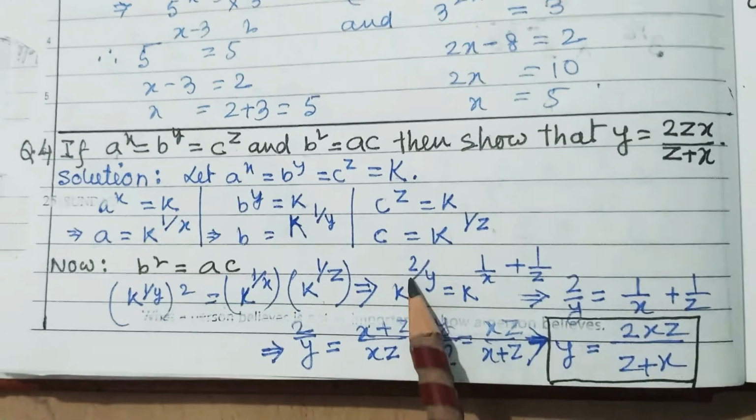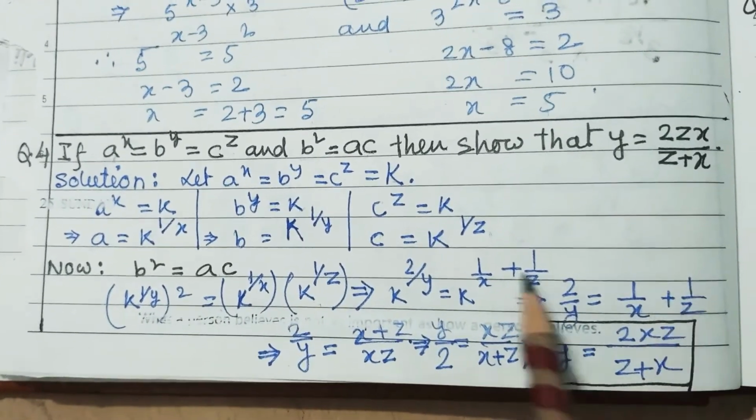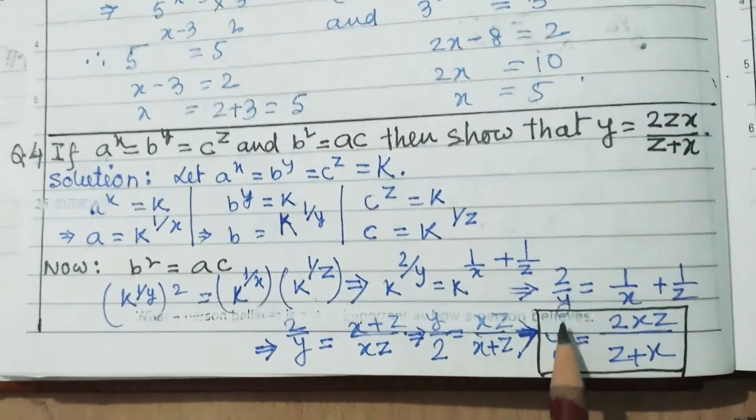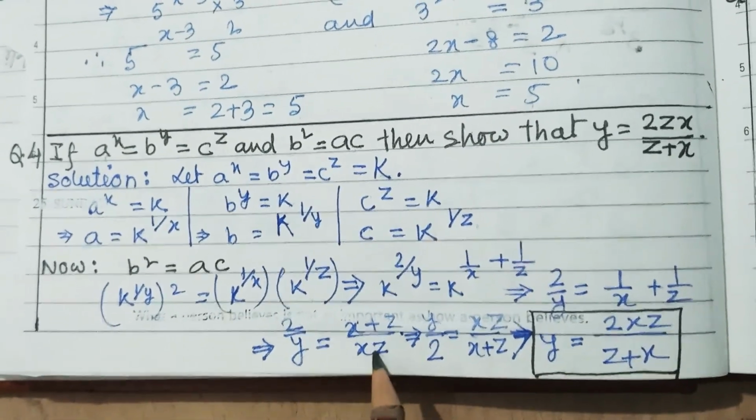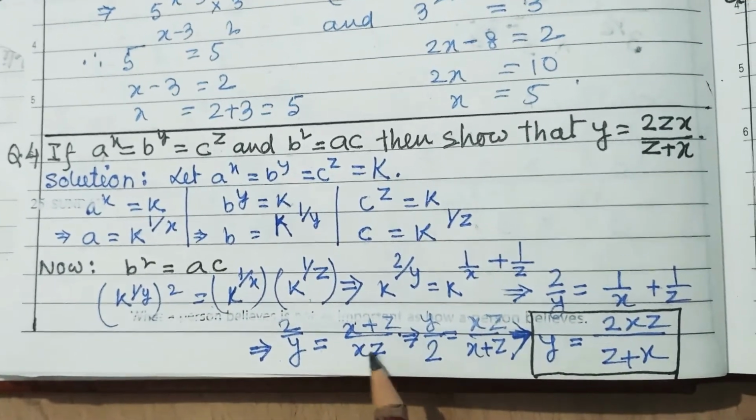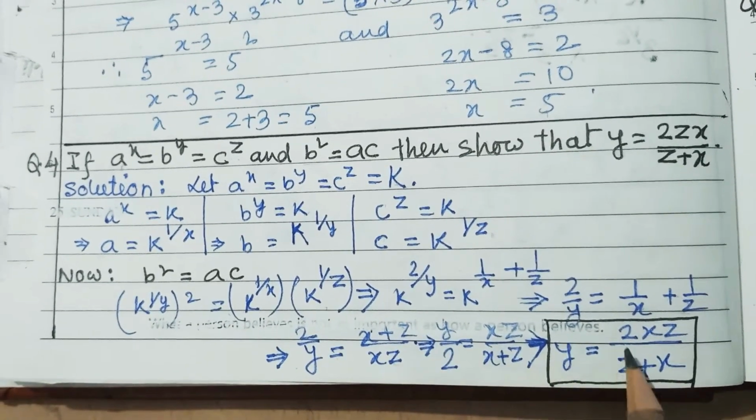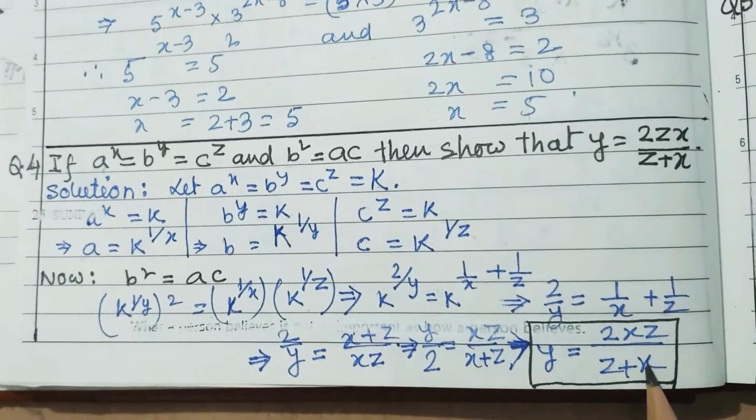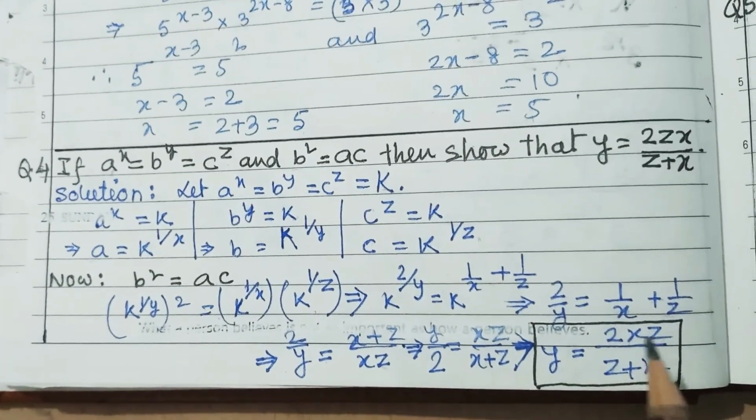Now next step, k cancel, 2 upon y is equal to 1 upon x plus 1 upon z, this one. Now next step I have written here, 2 upon y is equal to, if you add this one, xz LCM, x plus z. Now it is cross multiply and y is equal to you will get 2xz upon x plus z. So that relation has given to prove. It is proved. And it is the last question.